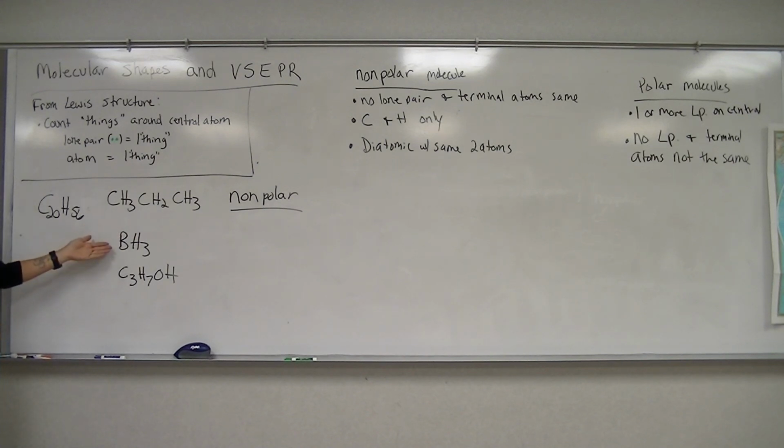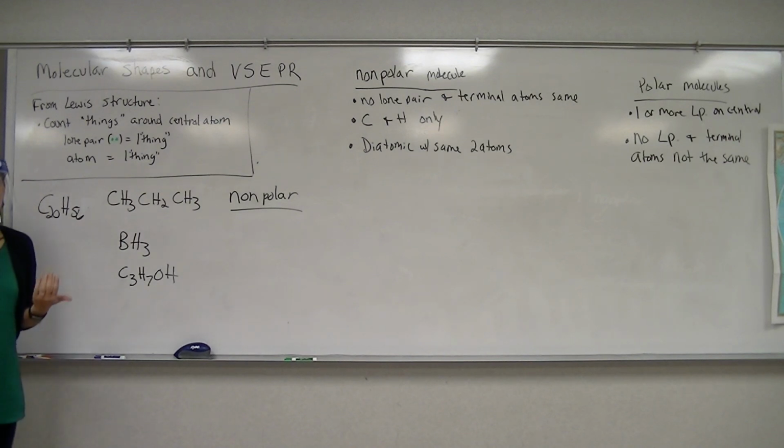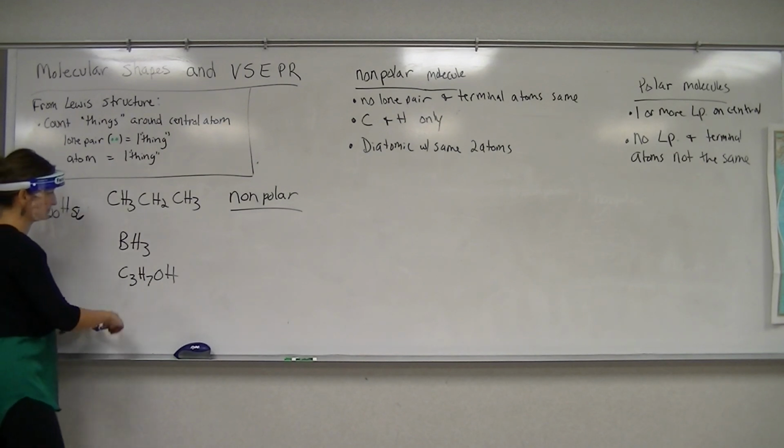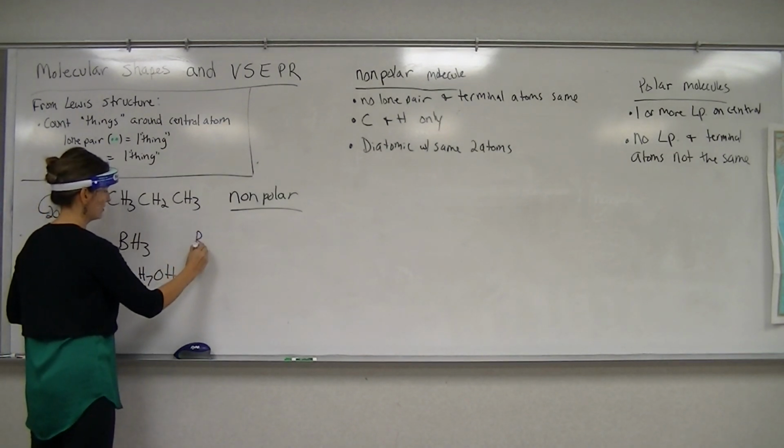BH3, looking at this one, you would have to draw it because we have no way of knowing just by looking at the elements themselves. And we actually drew this one last time. It was an exception to the octet rule. Remember boron and aluminum in group 13? They were happy with just 6 electrons. They didn't need the full 8. That's one of those exceptions. So when we drew this, we have boron with the 3 hydrogens around it.